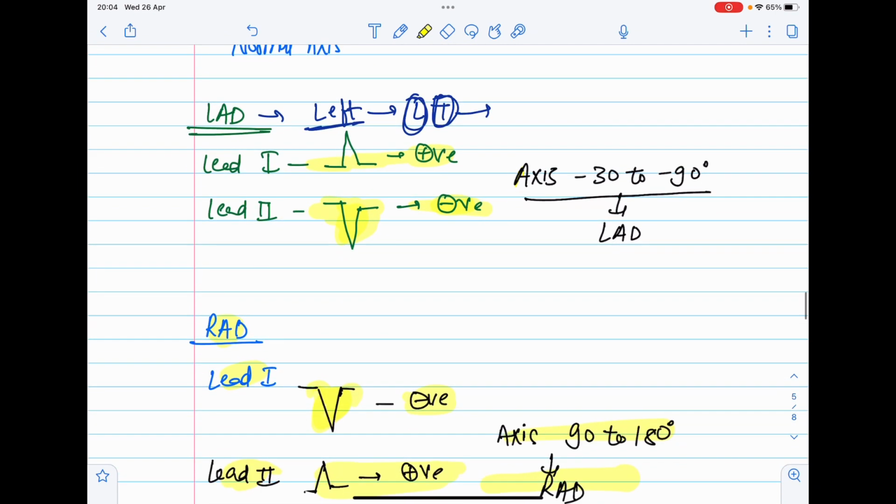These are all the basics of ECG, and we will discuss the pathology in the next video.